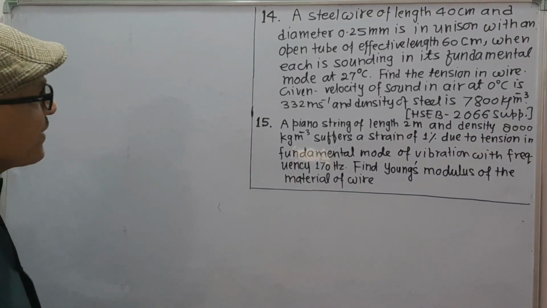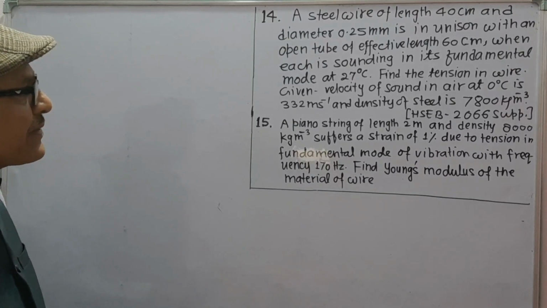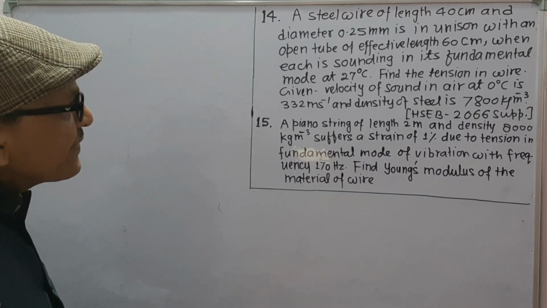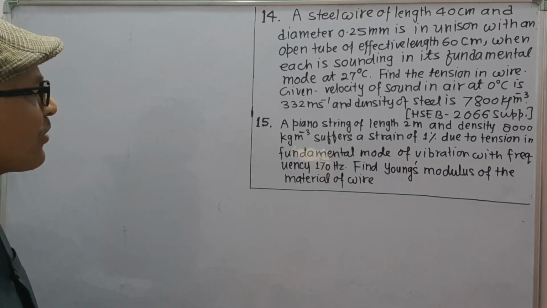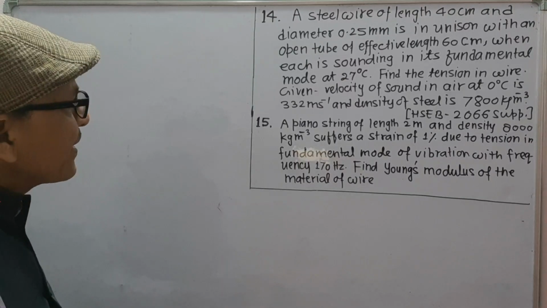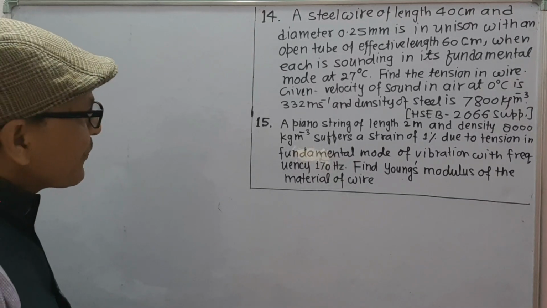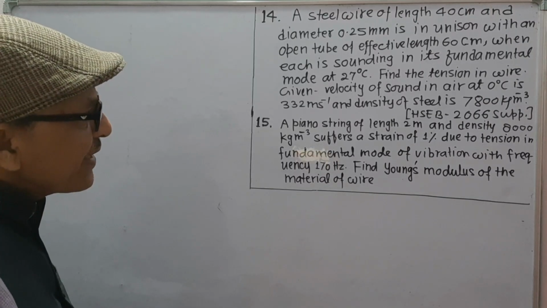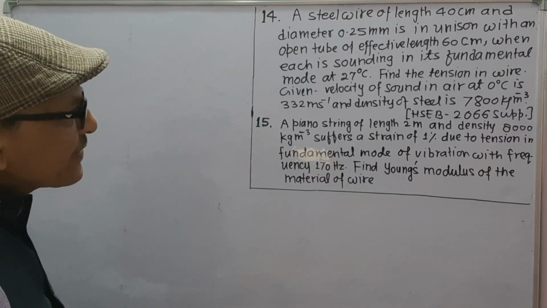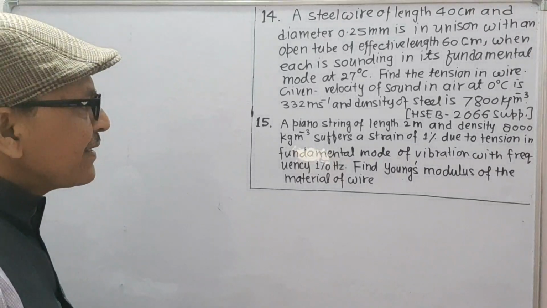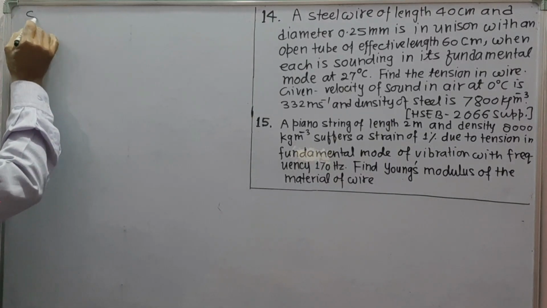Next question number 14. A steel wire of length 40 cm and diameter 0.25 millimeter is in unison with an open tube of effective length 60 cm when each is sounding in its fundamental mode at 27 degrees Celsius. Find the tension in wire. Given velocity of sound in air at 0 degrees Celsius is 332 meter per second and density of steel is 800 kg per meter cube. So, solution to question 14.